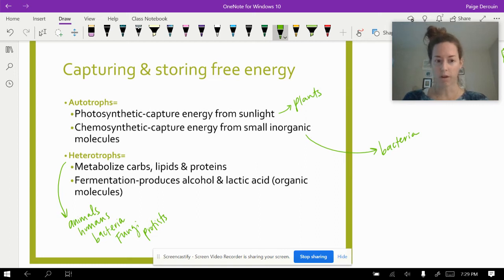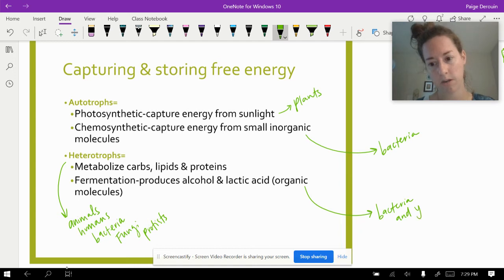Fungi, too. For fermentation, that's going to be things like bacteria and yeast, which we're using in the lab this week. They're going to do fermentation, which is a method of producing energy that's not as efficient as cellular respiration is, and we'll kind of dive into that next week. But they are able to produce energy without using oxygen, and that's fermentation, which leads to things like beer and bread and all that stuff, kimchi.